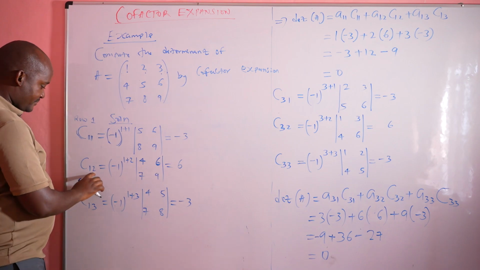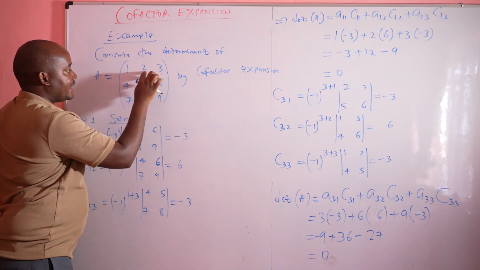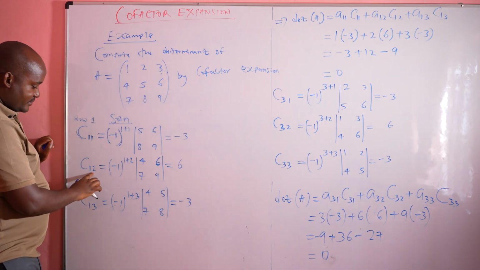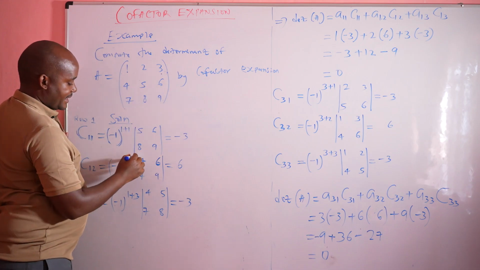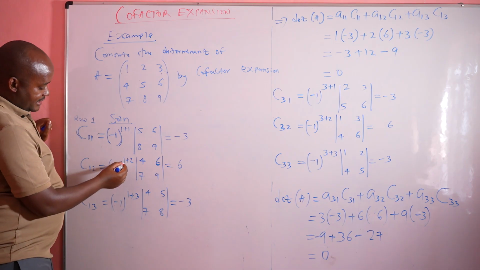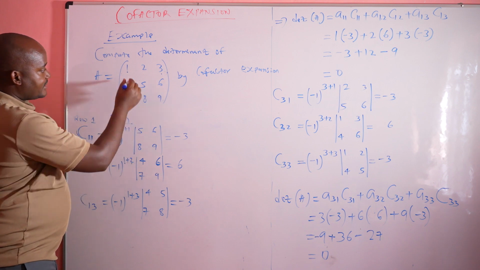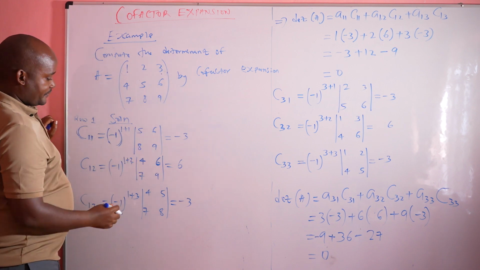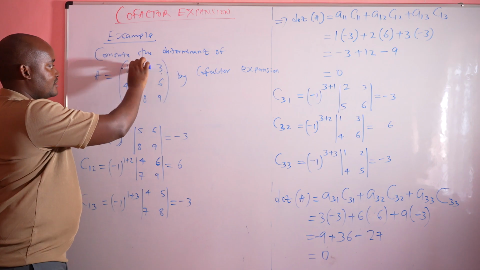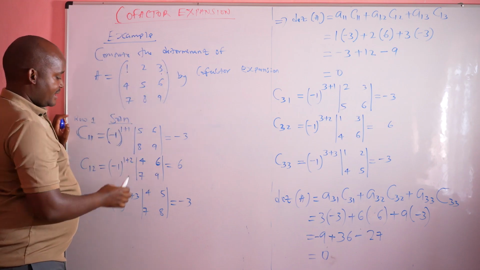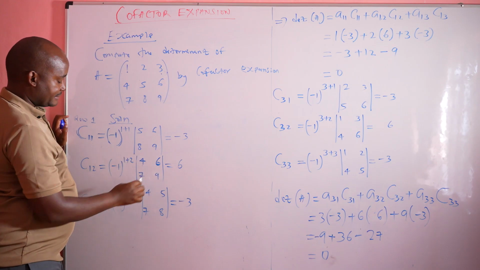Next, it is C12, the cofactor corresponding to the second entry. This entry is in row 1, column 2. So C12 will be equal to negative 1 raised to the power of 1 plus 2, multiplied by... Why 1 plus 2? This is the position of that entry row wise and column wise: row 1, column 2. You multiply by the determinant that you obtain once we delete the first row and the second column, and you'll be left with this matrix here, which has the entries 4, 6, 7, 9.